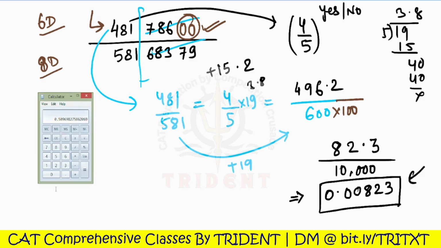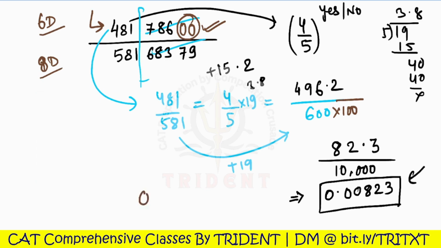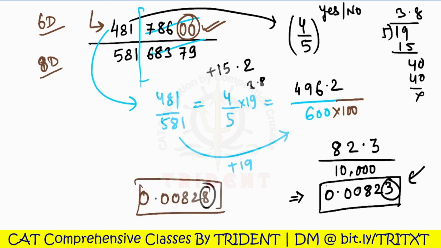Let me check for the value. So I'll write the exact value. I need the exact number. So 481786 divided by 581683 79. That is 0.00828. The exact value is 0.00828. So just see where exactly the marginal error is occurring. The marginal error is occurring at the 5th position from the right of the decimal, and that is a very precise calculation, to be very honest.